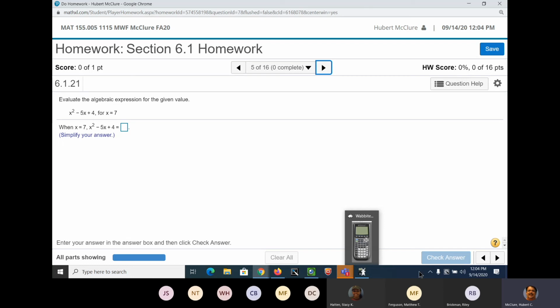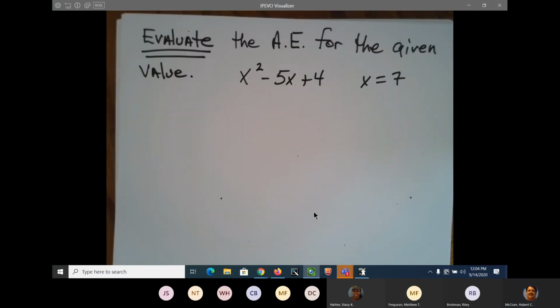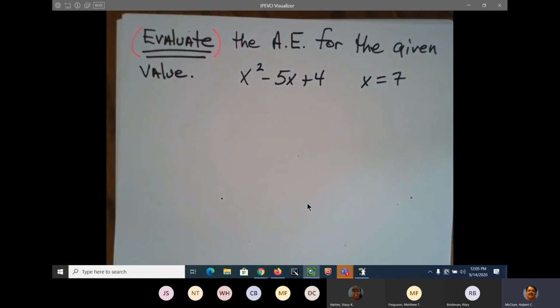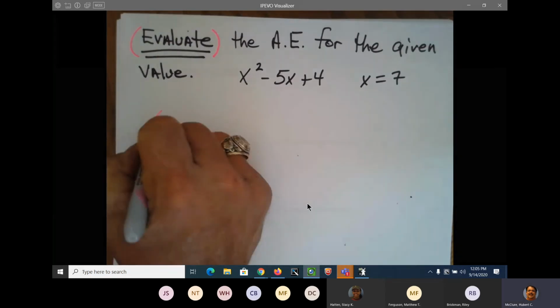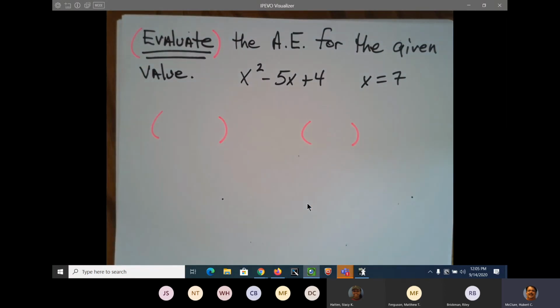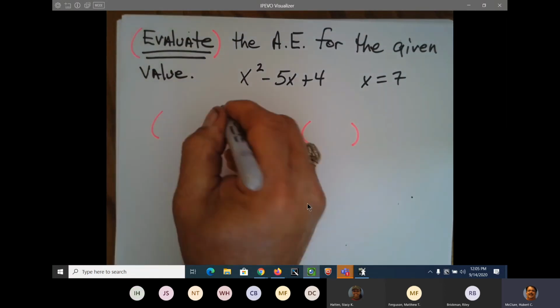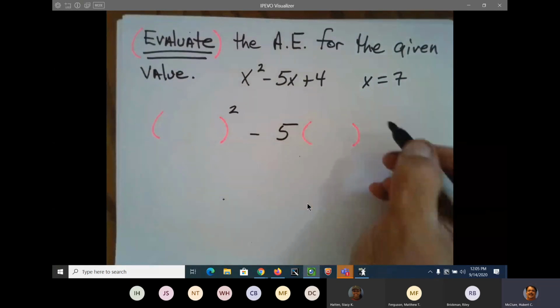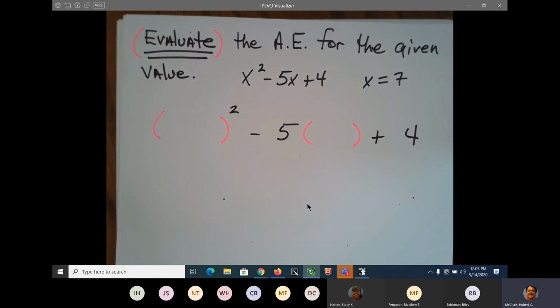So when you see the word evaluate, you just say that's a set of parentheses wherever there's an x. So I'm going to rewrite my equation with a big set of parentheses. And then what I do, let me see if he's here.